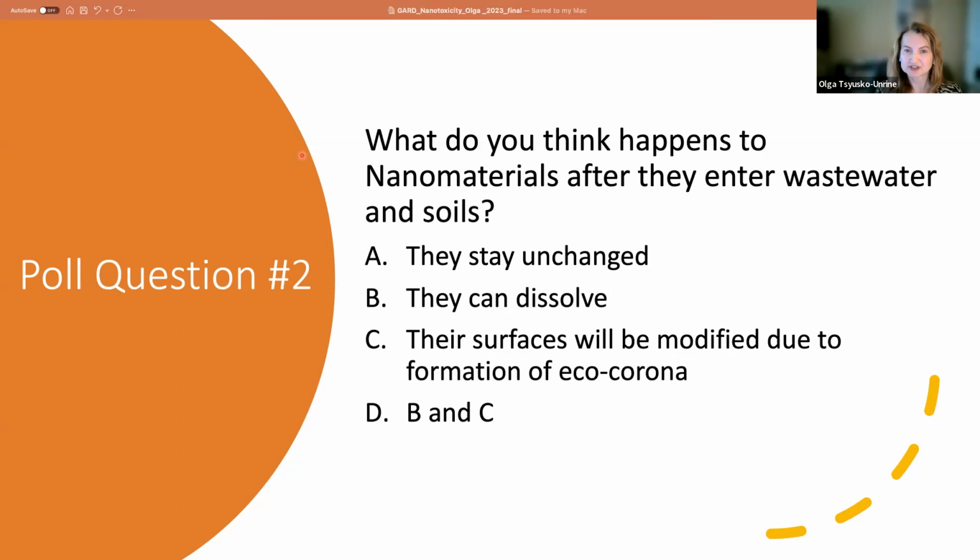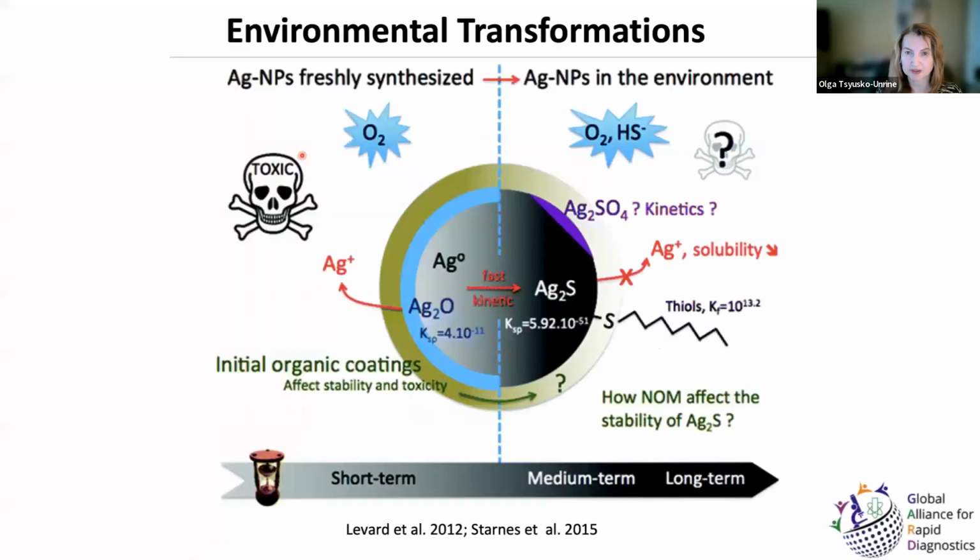And actually, if you look at the question, it's not specific to nanomaterials, right? So if it is unstable like silver, it will dissolve. However, all nanomaterials also will be modified due to formation of an ecocorona. So the answer both B and C would be correct, depending on the particles. And what do I mean by modified? I'm talking here about environmental transformation.